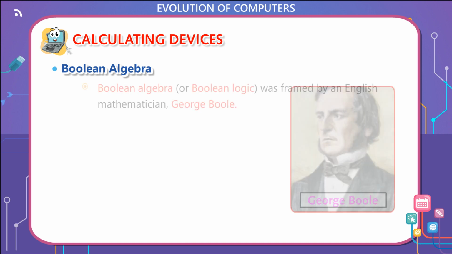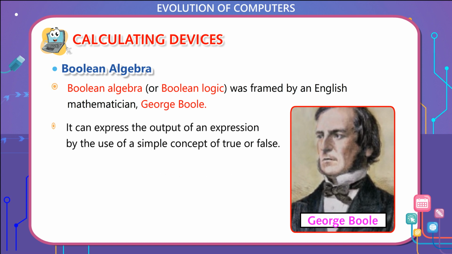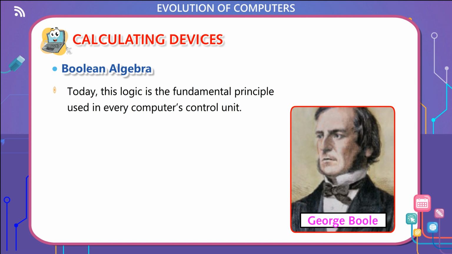Boolean algebra. Boolean algebra, or Boolean logic, was framed by an English mathematician, George Boole. It can express the output of an expression by the use of a simple concept of true or false. Boole linked the numbers with a binary number system, representing the positive value as 1 and the negative value as 0. Today, this logic is the fundamental principle used in every computer's control unit.